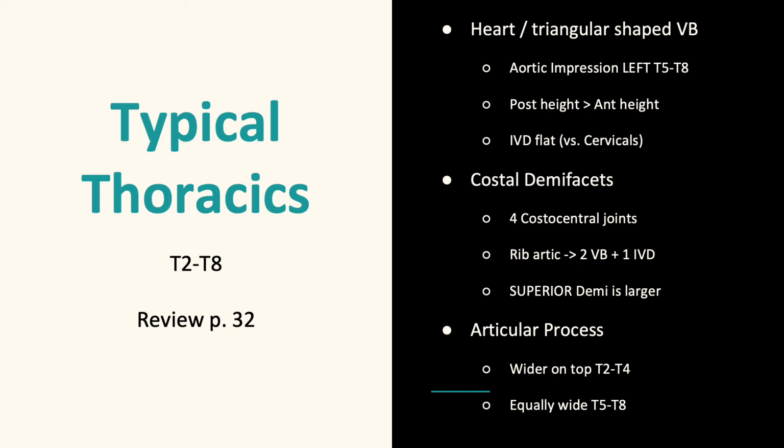Know the different regions. So we've got our T2 to T4 and our T5 to T8. Those are two different groupings of thoracics. T2 to T4 are going to be heart-shaped, and then T5 to T8 are more triangular shaped. And that aortic impression is going to be found on the left side of that T5 to T8 grouping.